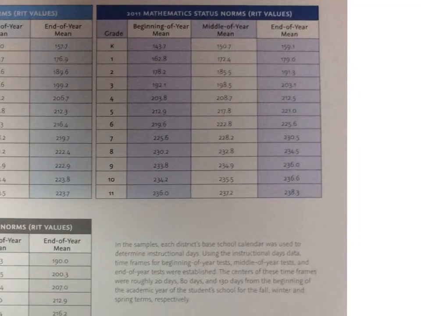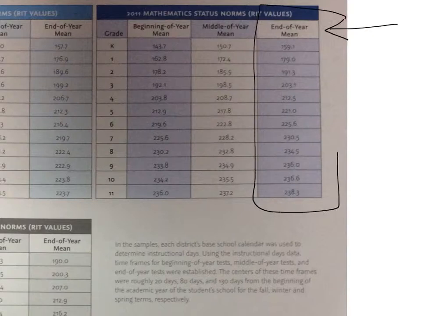Let's focus for a moment on the 2011 Mathematics Status Norms RIT values. The sample score report that we're looking at is for a first grade student. We are always going to be looking at these end of year means over here in this column, okay, as we compare that number to the number for the student score, the student RIT, the district grade level mean RIT, and the norm grade level mean RIT.